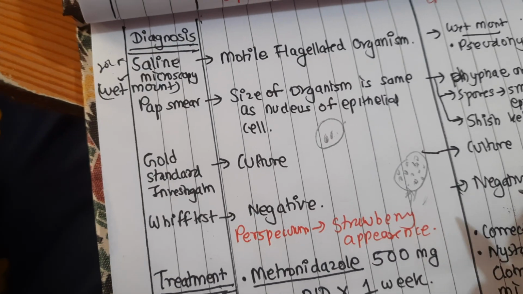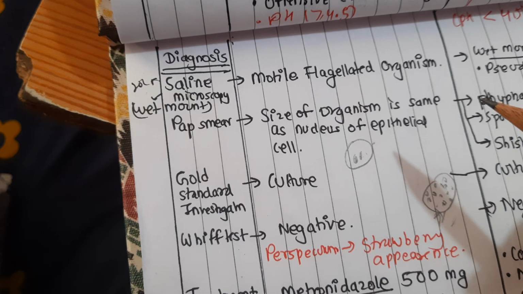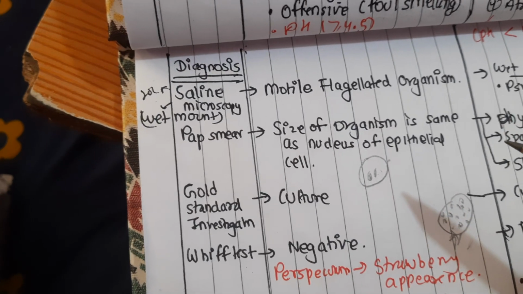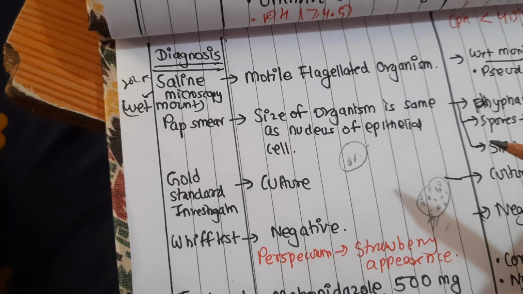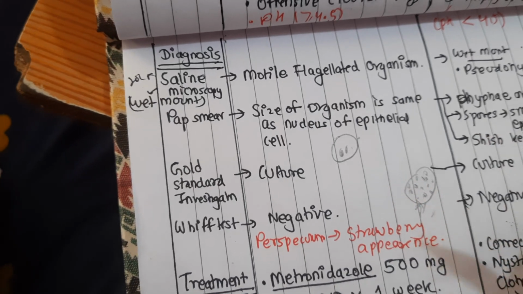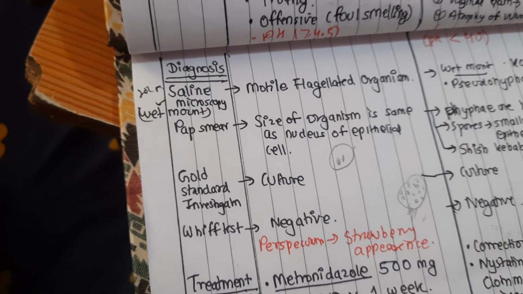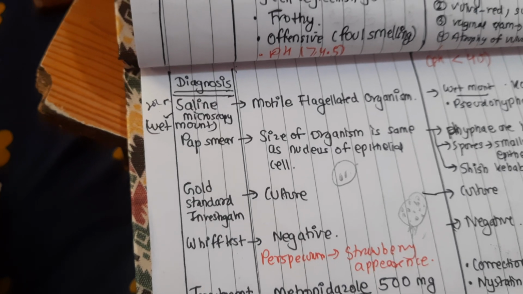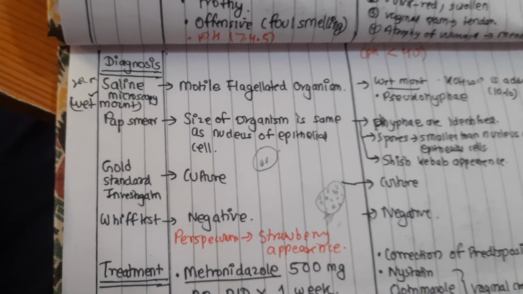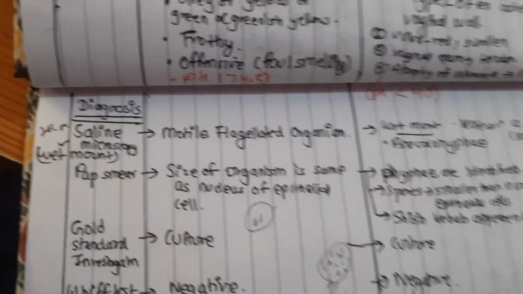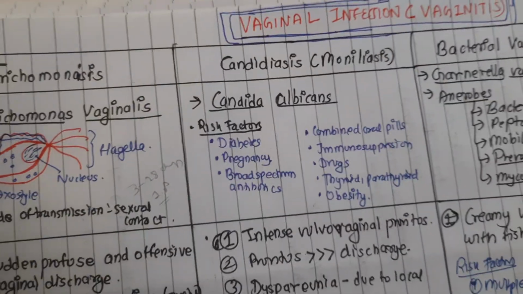So that was about Trichomonas vaginalis infection. Another important thing is that women with trichomoniasis should be evaluated for other STDs, including Neisseria gonorrhoeae, Chlamydia trachomatis, and HIV. So that was about trichomoniasis. Now we will see about candidiasis.